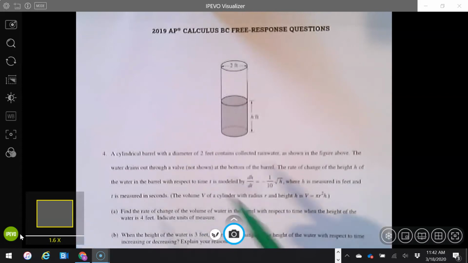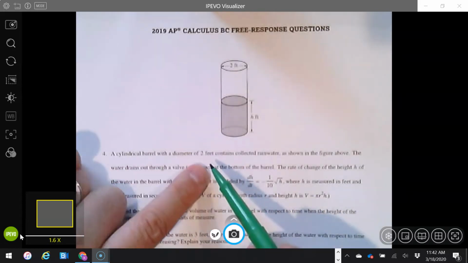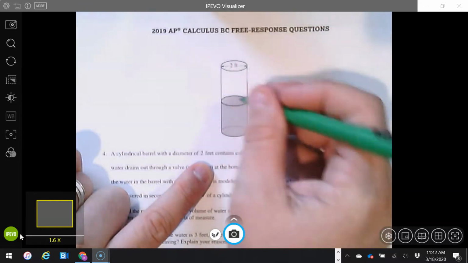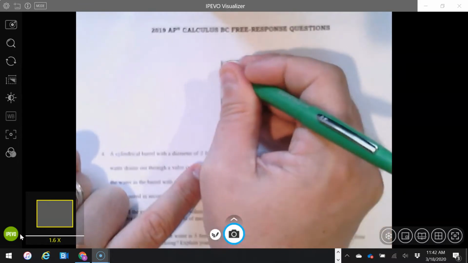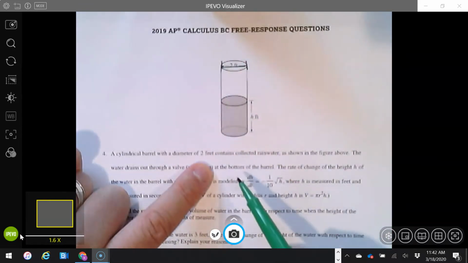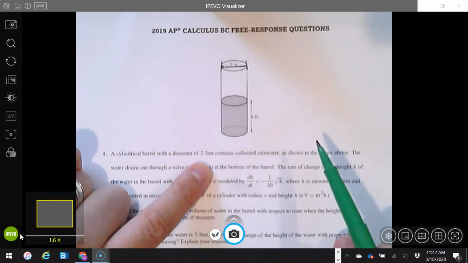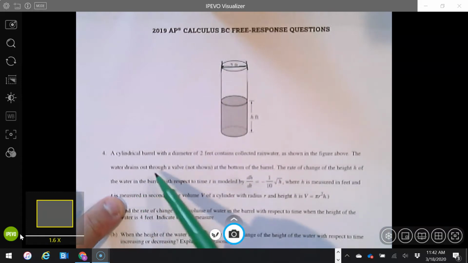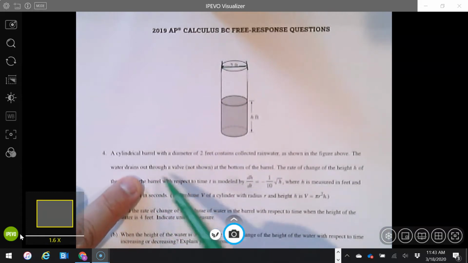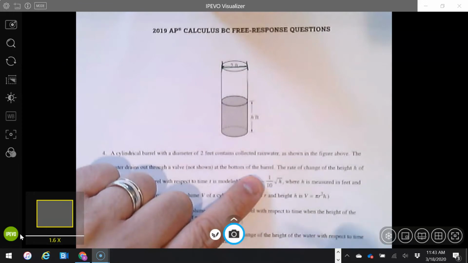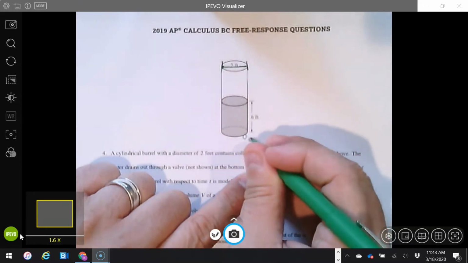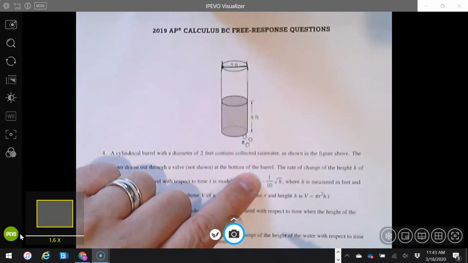A cylindrical barrel with a diameter of 2 feet. Okay, so here's my cylinder. I know that the diameter is 2 feet, contains collected rainwater. That's going to be the shaded region here. The water drains out, so we're leaving through a valve at the bottom of the barrel. So you can imagine a little drip, drip, drip happening down here.